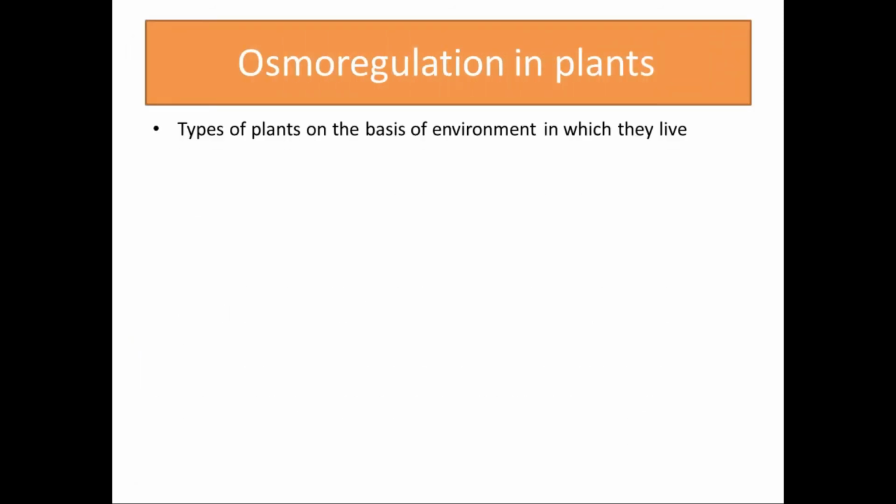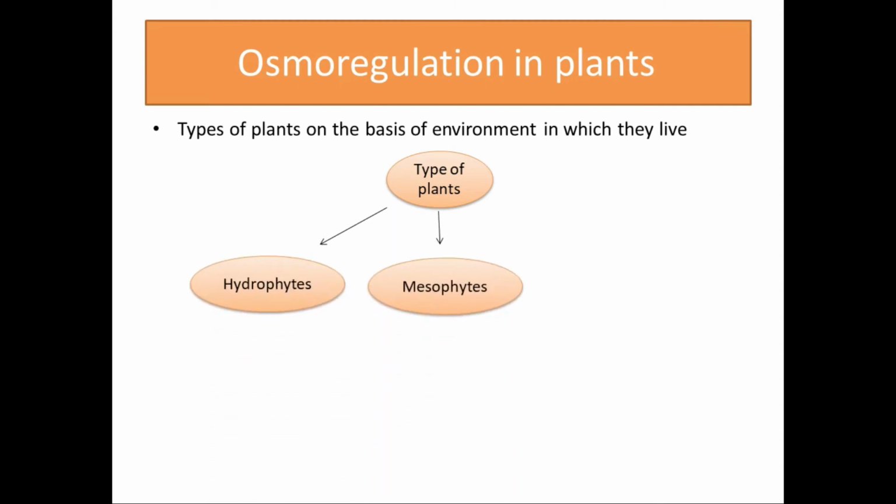Osmoregulation in the plants. The type of plants depends upon the environment in which they live, and their type of environment is basically chosen on the availability of water, because water is an essential element that is required for their reproduction. There are three types of plants. One is hydrophytes, second is mesophytes, and third is xerophytes.